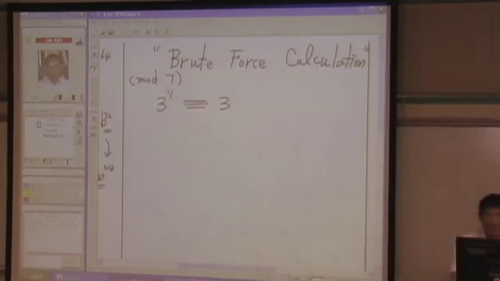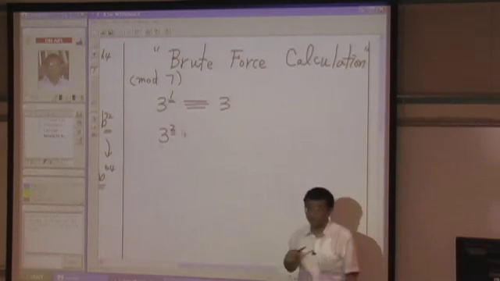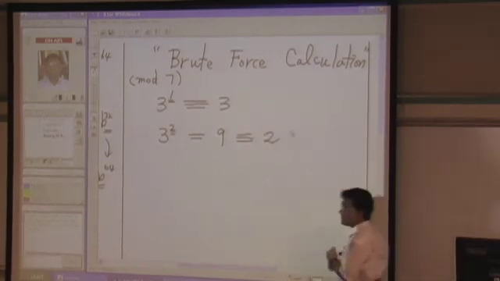Then the next number, like it or not, should be doubling this, right? Should be doubling this number, right? We should double the previous number in the power. Then 3 to the power of 2 is 9, right? 3 times 3 is 9. And 9 is congruent to what? 2 mod 7, right? 9 o'clock is the same as 2 o'clock.